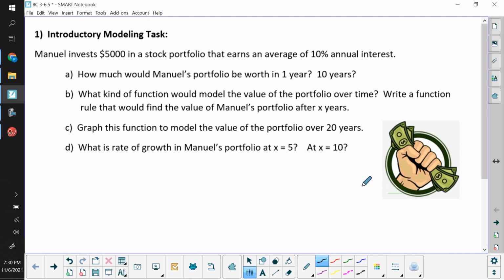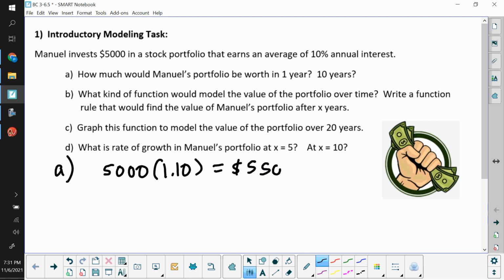So in part A, hopefully we did something like 5,000 times 1.10 or 1.1, because when you want to increase by a percent, you want to keep what's already there and then go up an additional 10%. So think of it as 100% plus 10% is 110%, and then switch that to a decimal. So we should have gotten $5,500 for 1 year.